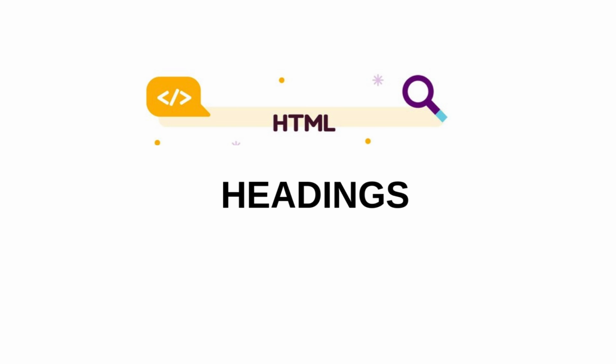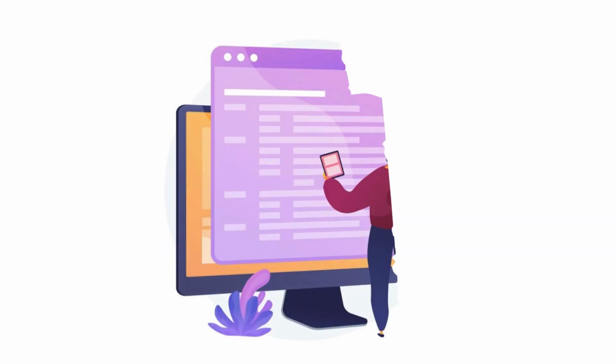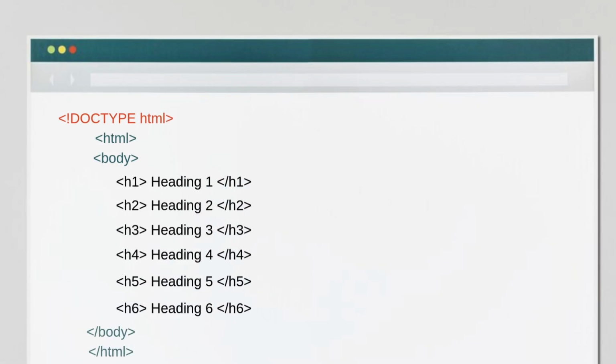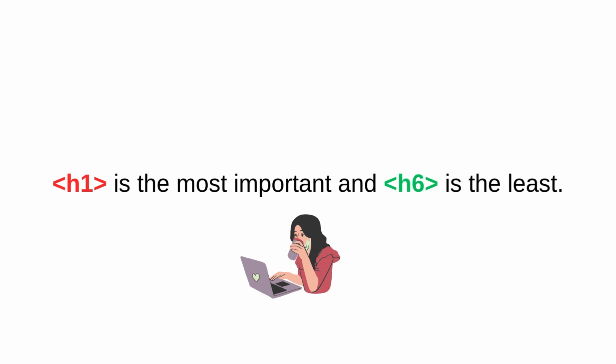Let's start with HTML headings. Headings help structure content, making it easier to read and navigate. HTML provides 6 heading tags, from H1 to H6, where H1 is the most important and H6 is the least.